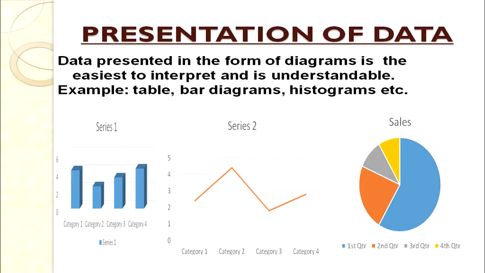In the previous chapter we have discussed about frequency arrays and frequency distribution, whereas in this chapter we are going to learn how data can be presented in many ways. Data presented in the form of diagrams is easiest to interpret, attractive and easy to understand. For example, when we construct a table, bar diagrams, histograms, pie diagram, we easily get to understand the information.